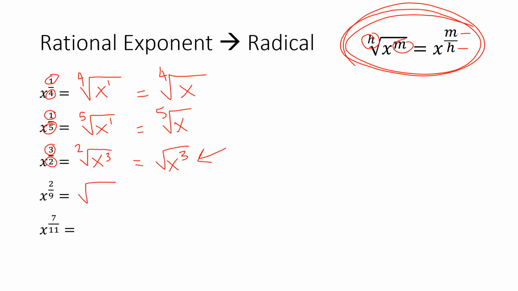The last two here, we've got x to the 2/9 power. Remember, the man rides the horse, the man goes in the house, the horse stays outside. We don't need to rewrite this one. There's nothing really unique about it. It'll just stay as is.